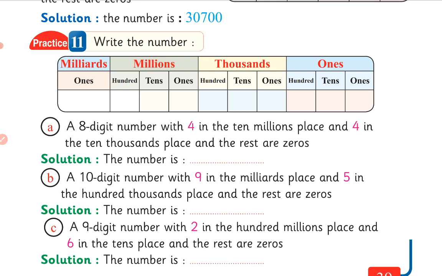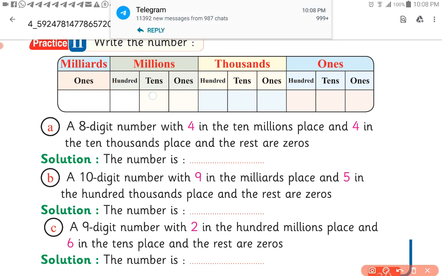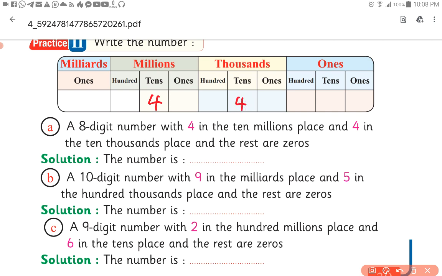Listen. An 8-digit number with 4 in 10 million, then 4 in 10,000 please. The rest are zeros. Put zeros at the rest. Write the number.